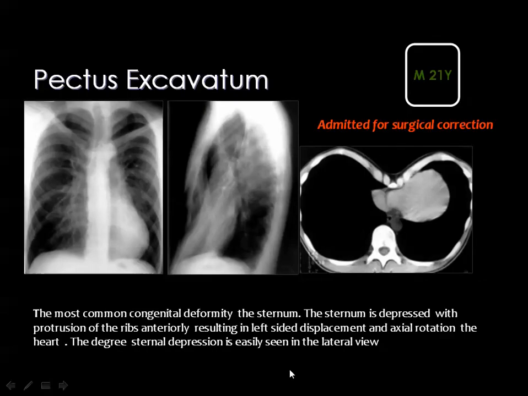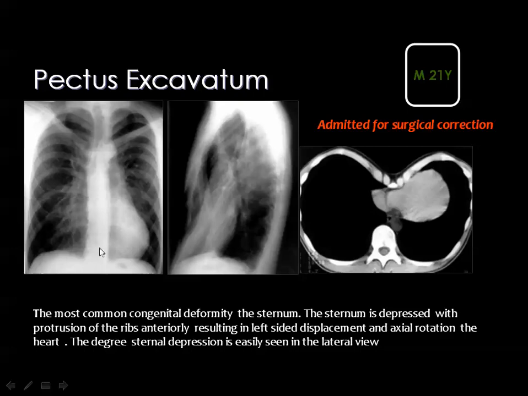Then we come to pectus excavatum, which is also known as the funnel chest, where there is depression of the sternum compressing the cardiac shadow, and the heart will be displaced into the left hemithorax, and this will result in this configuration in the frontal view.